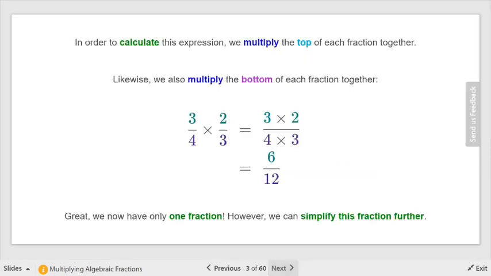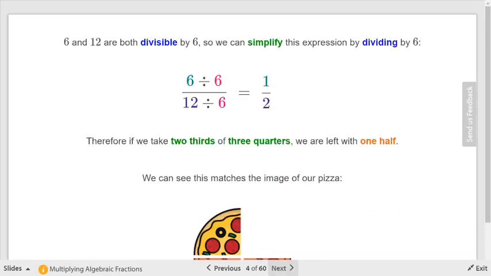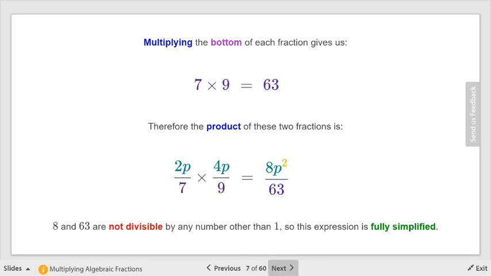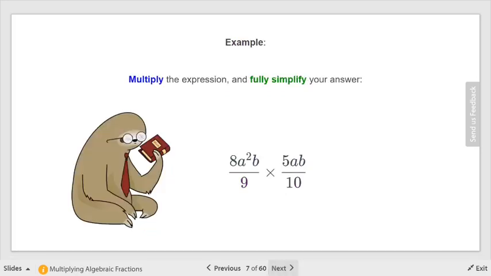There they go. They work it out. They show you what would happen if you didn't reduce first: you'd get 6/12, which you could then reduce to 1/2. But it's a lot easier to reduce first, especially as things get more complicated, which you're going to see in just a minute. So let's look at this one. We'll work this one together.